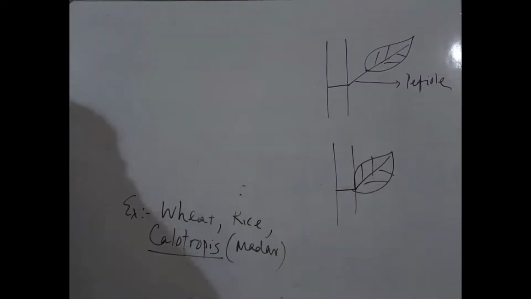Okay, so these are the NCERT points. Page number 70. You can follow. Petiole helps to hold the leaf blade to light.